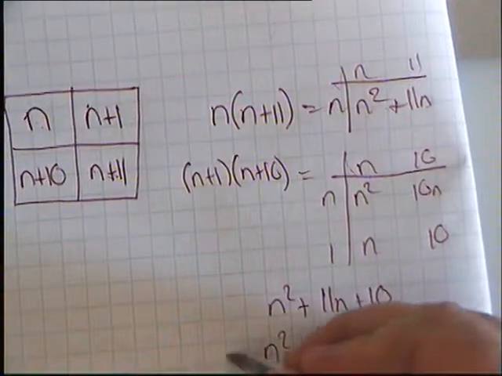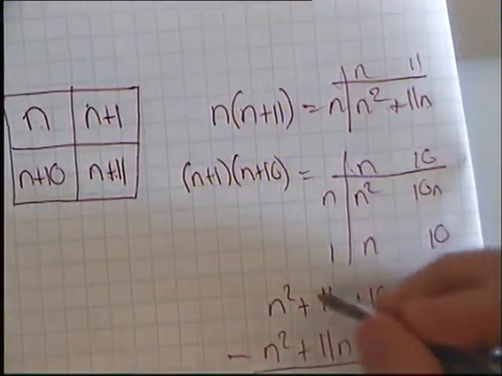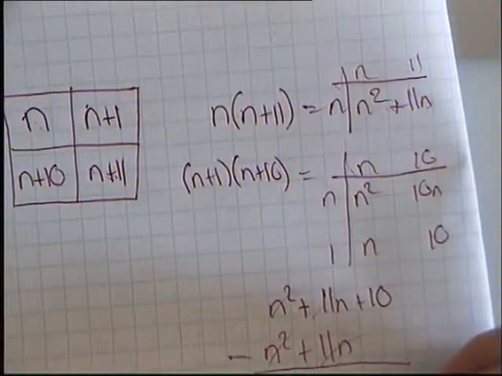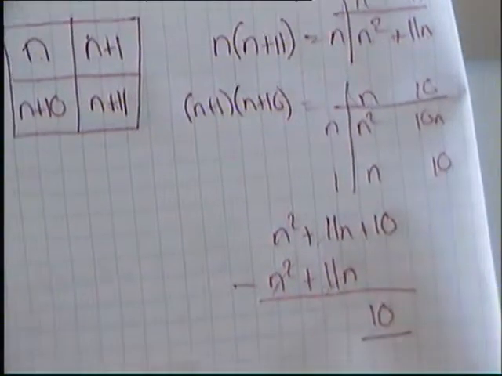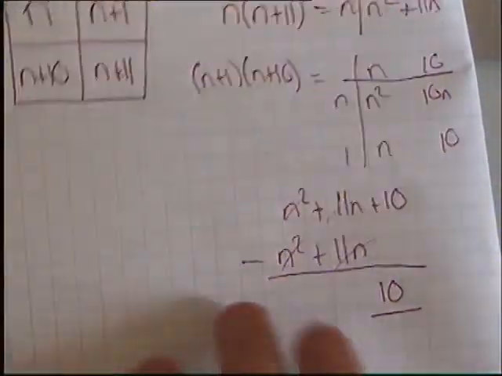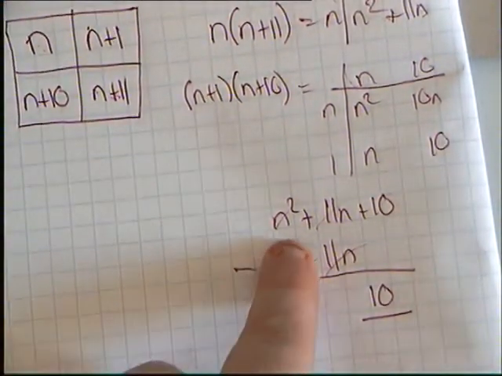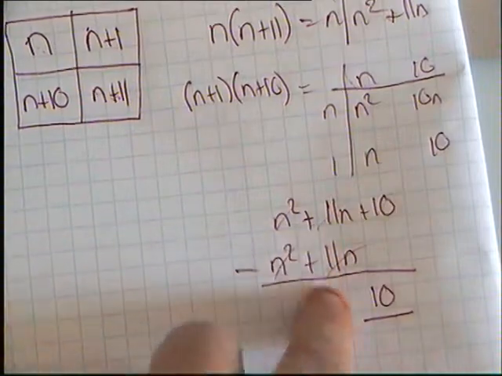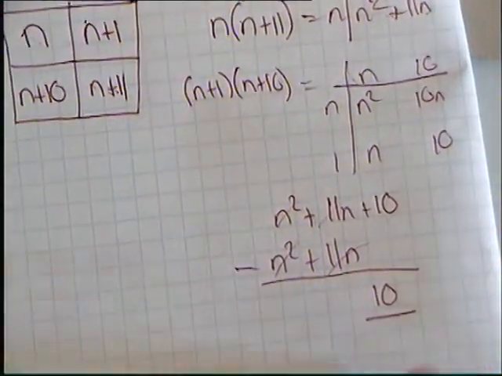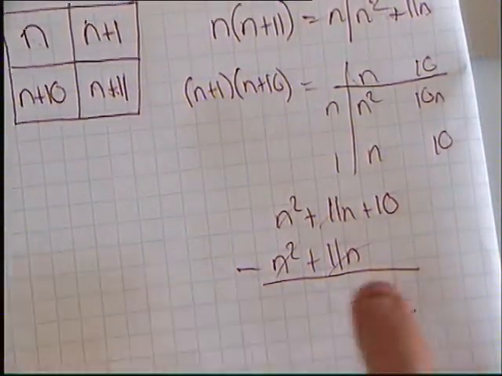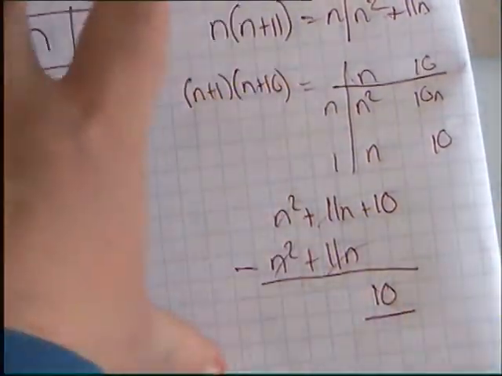I'm going to write this answer again underneath it. And what we do then is we take them away. So what happens is the n squareds vanish, the add 11n's vanish, and I'm just left with the answer 10. Now what that means is no matter where I start, no matter what that n is to start with, if I do this process, I always get the same answer. I always get the answer 10. There's no n in this now. So it doesn't matter what I started with, I only get the answer 10. So that's my proof of what my conjecture was.